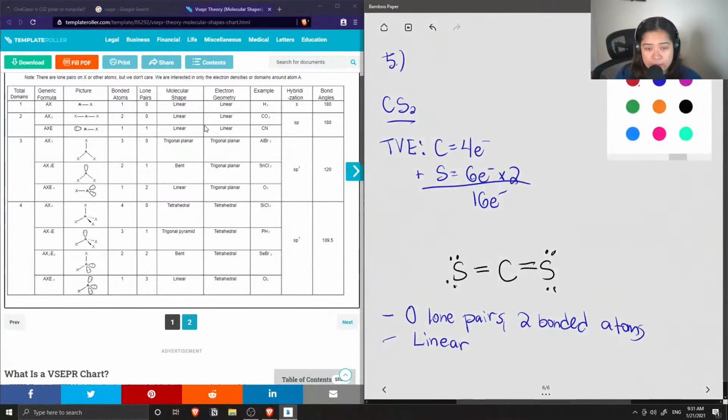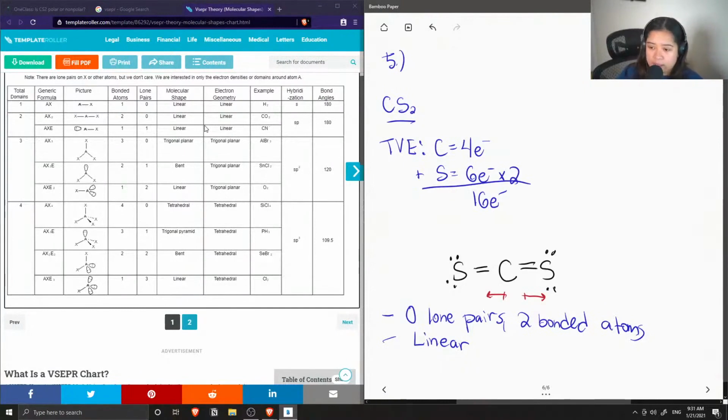So there is some electronegativity difference between carbon and sulfur, but even then, because of its symmetrical shape, these electronegativity differences would cancel each other out. So therefore, this is a nonpolar molecule.